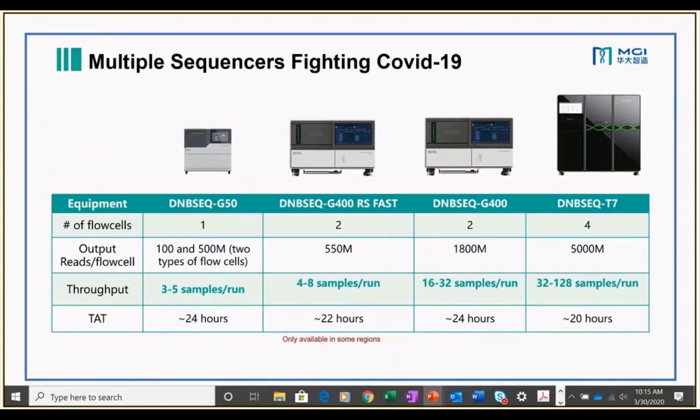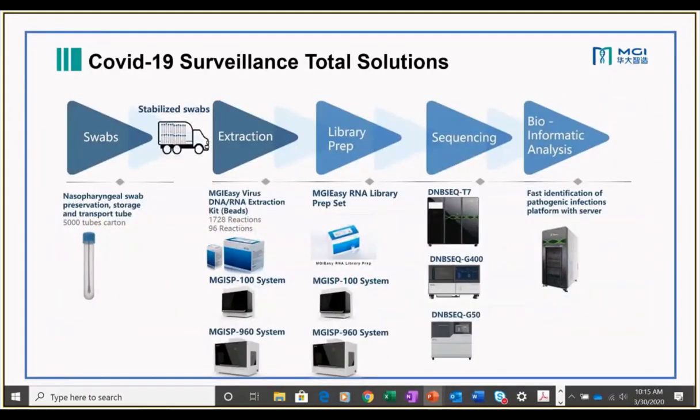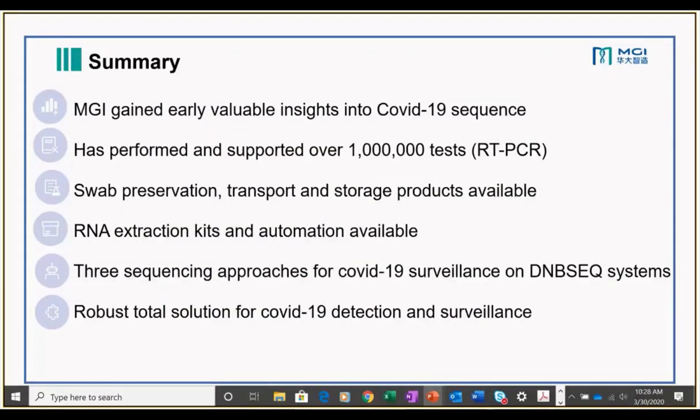As I already talked about, these are the three or four systems that we offer to do COVID-19 surveillance, and they primarily differ based on their throughput and number of reads and turnaround time. All of these systems have been extensively used for COVID-19. In the end, MGI basically offers all the products and solutions required to perform a COVID-19 surveillance in the best possible manner to deliver top quality results.